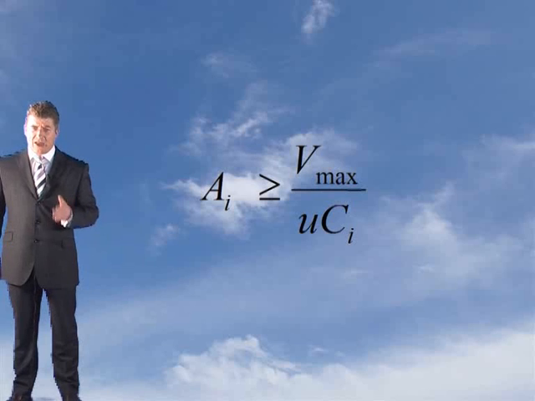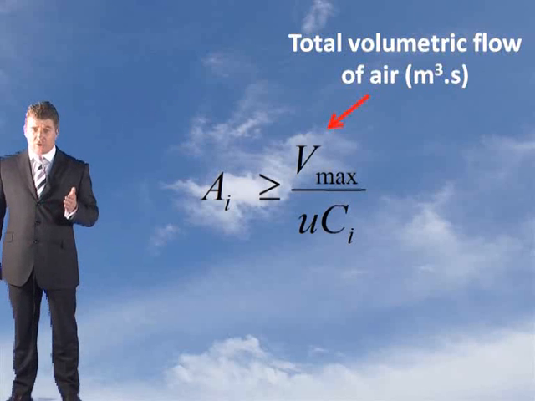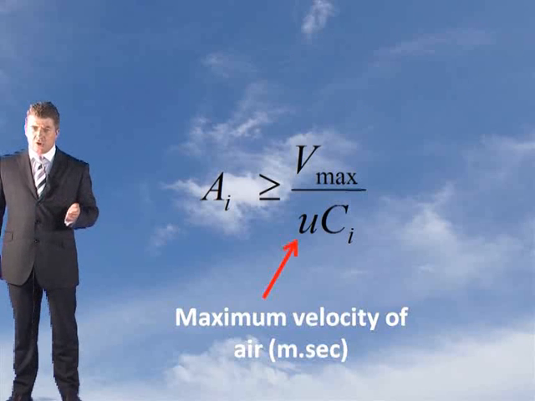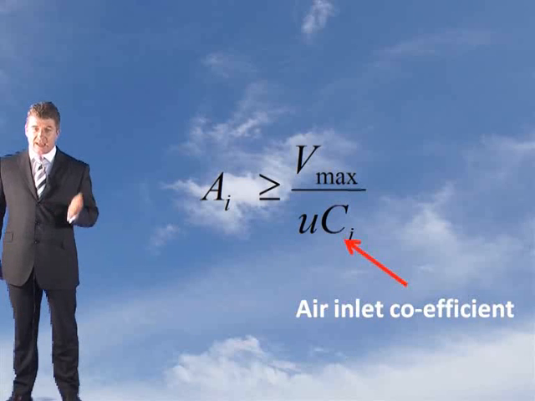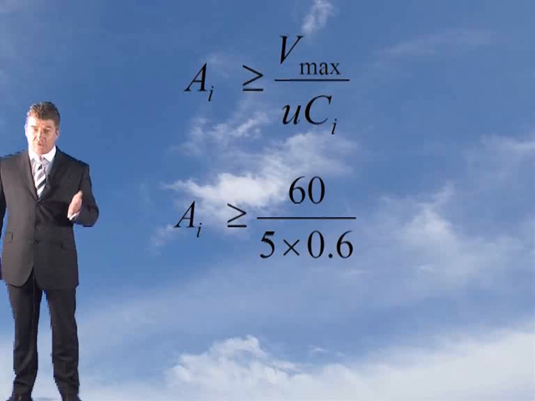AI must be greater than or equal to Vmax divided by U times CI, where AI is your area inlet in square metres, Vmax is your total volumetric flow of air that's going out the building when all the fans are running, U is your maximum velocity of your air in metres a second, and CI is your area inlet coefficient. If you'd have put them in there now, you'd have got an answer of AI must be greater than or equal to 20 square metres. That's the minimum area you need.